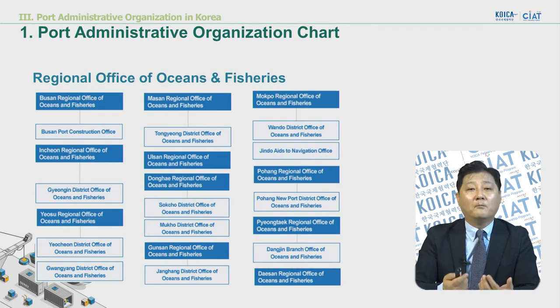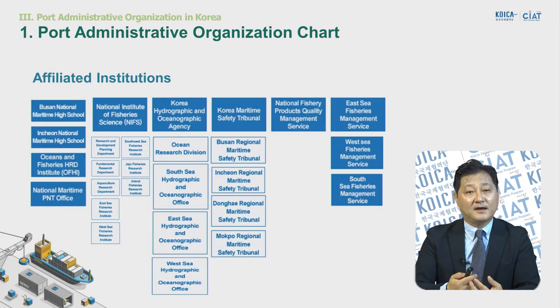In order to monitor all ports and harbors in the country, the Ministry of Ocean and Fisheries established 11 regional offices in Busan, Ulsan, Masan, Incheon, and other areas. Along with these administrative bodies, main institutions are collaborating in research and development, the development and monitoring of policies and regulations, and providing ocean-related education.